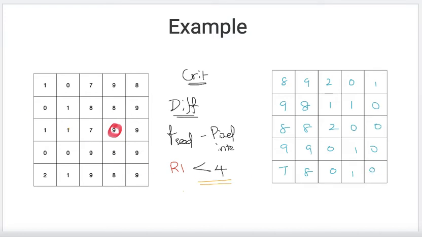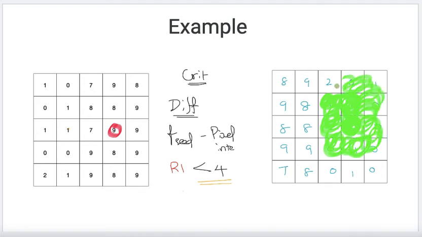Now, what are all the values that are less than 4? I have to grow. So, this is my seed point. I need to grow, grow, grow, and go ahead. And this will be my segmented region.